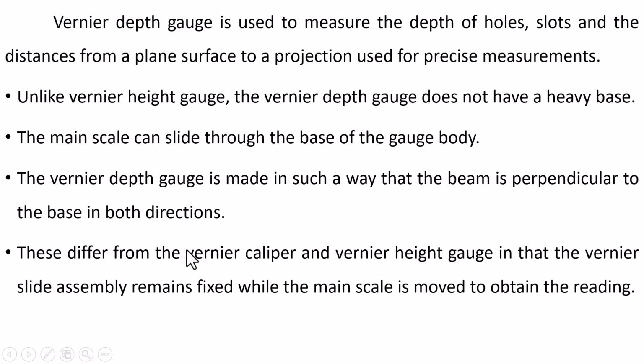This differs from the vernier caliper and vernier height gauge in that the vernier slide assembly remains fixed while the main scale is moved to obtain the reading. That's the difference between the vernier height gauge and the vernier depth gauge. That is, in this depth gauge, the main scale is sliding, but in the case of a height gauge, the vernier scale is sliding.